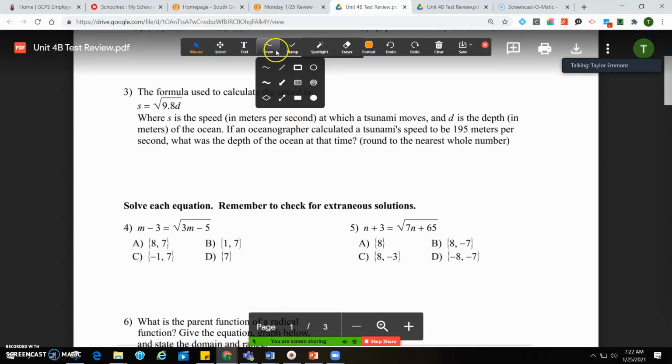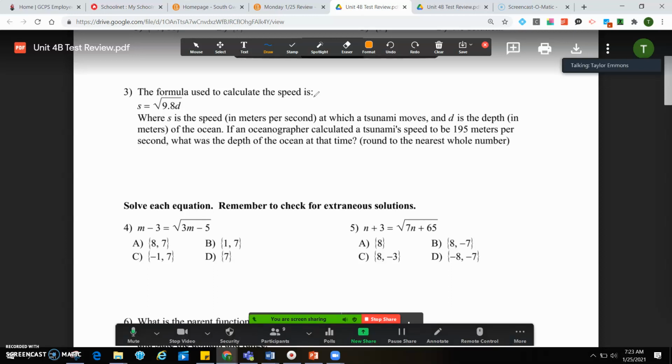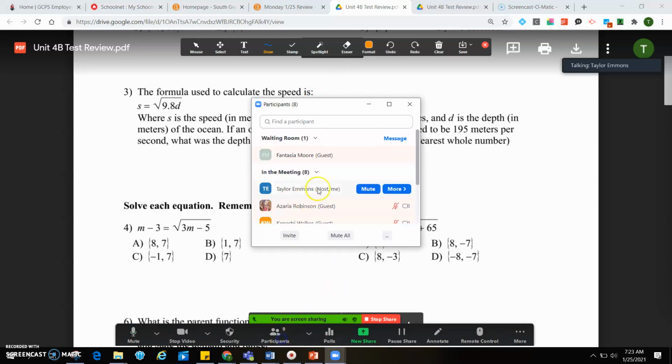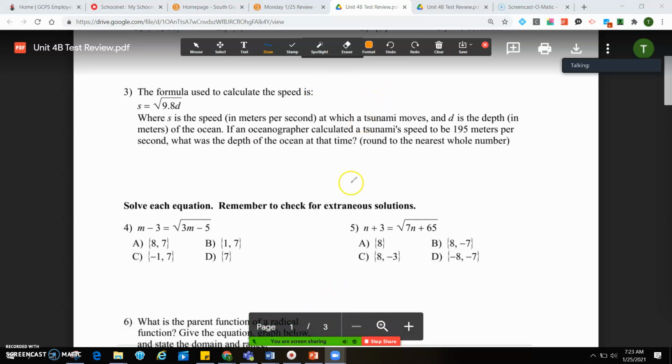It says the formula that is used to calculate the speed is S equals the square root of 9.8 times D, where S is the speed in meters per second, okay, at which a tsunami moves, and D is the depth in meters of the ocean, okay? All right, so if an oceanographer calculated a tsunami speed to be 195 meters per second, what's the depth of the ocean at that time? Round to the nearest whole number.